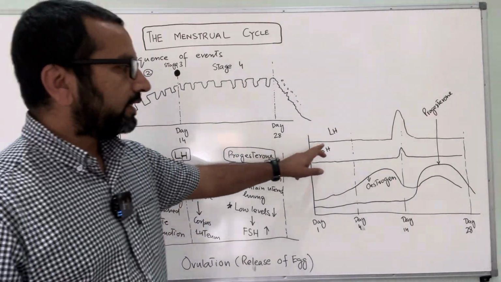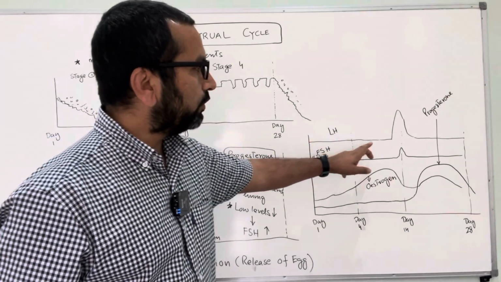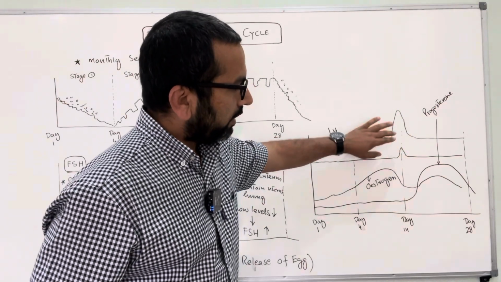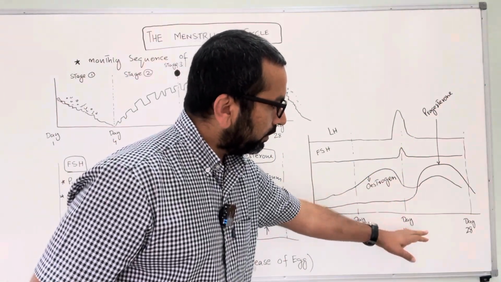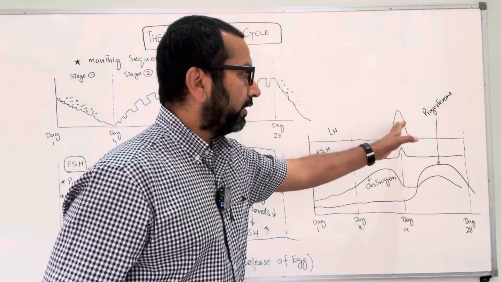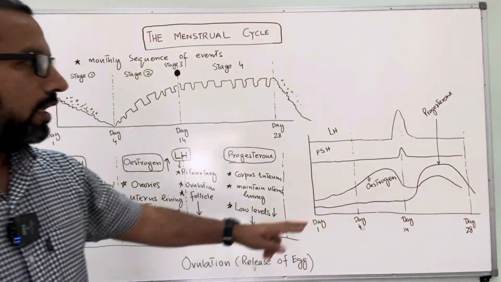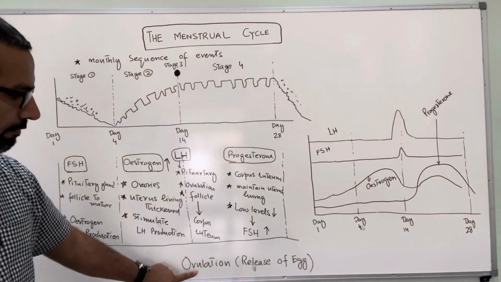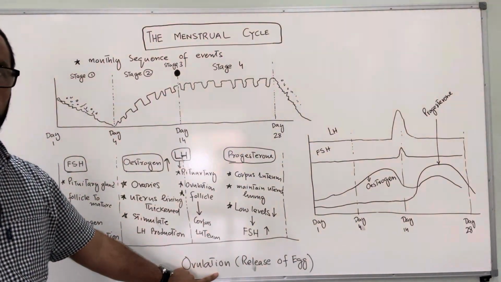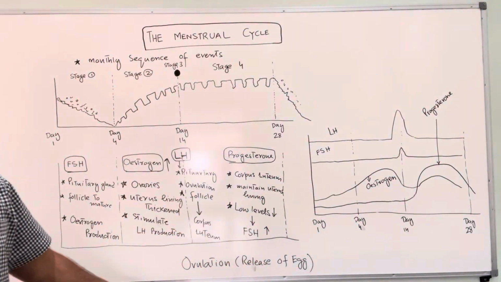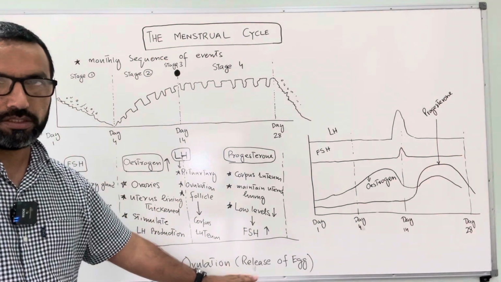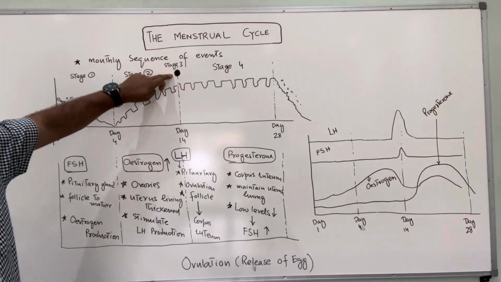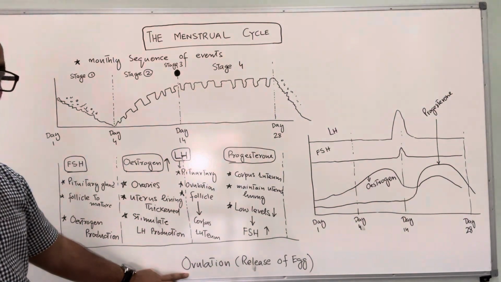You can see that this line represents the luteinizing hormone, which goes up to the maximum level on or before day 13, day 14 and day 15, for these 3 days. And that day 14 is basically the day of ovulation. What is ovulation? The release of the egg from the ovaries is called ovulation. Stage 3 represents the release of the egg, and that process is called ovulation.